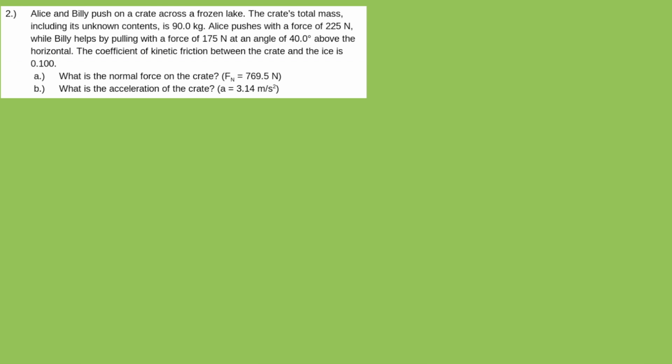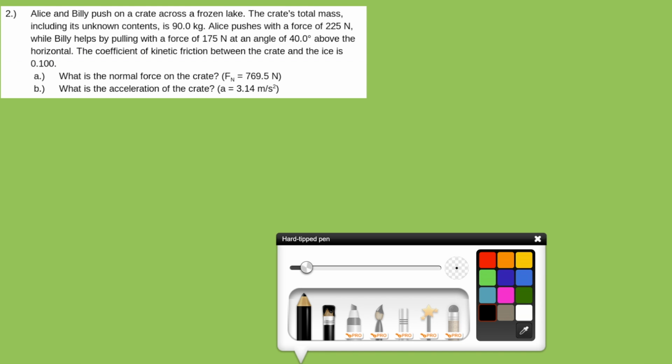So Billy is going to be giving us an ugly vector. The coefficient of kinetic friction between the crate and the ice is 0.100. So we want to figure out what is the normal force on the crate, and also what is the acceleration of the crate. So as usual, we're going to start off with a step 0.